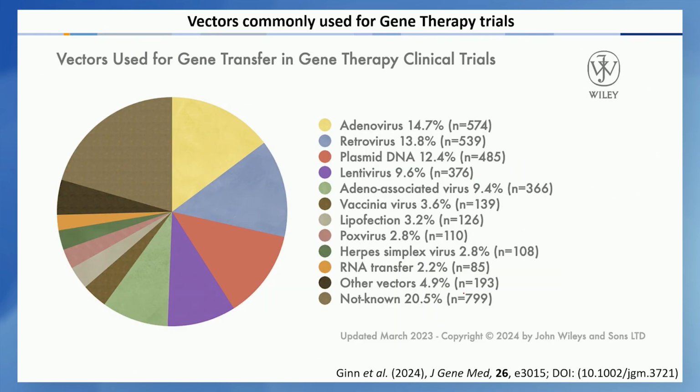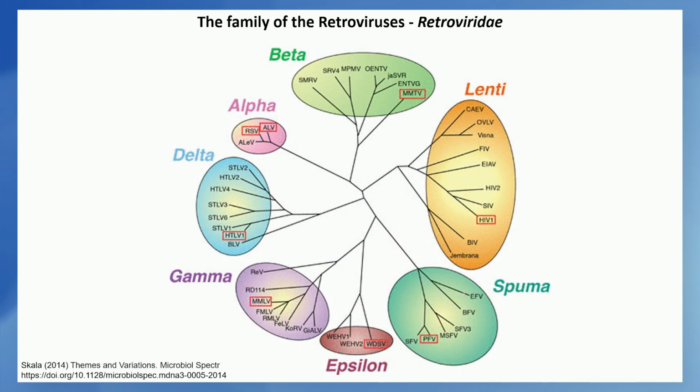Which vectors or gene vehicles are currently being used? In many of the trials, adenoviral vectors are being used, which don't integrate into the genome. But in most of the studies, retroviruses or lentiviruses are being used. Unfortunately, they're often separated, although they belong to the same family and mechanistically replicate and work very similarly. For that reason, I introduced the slide once again to show the family of the retroviruses. So the lentiviruses are retroviruses.